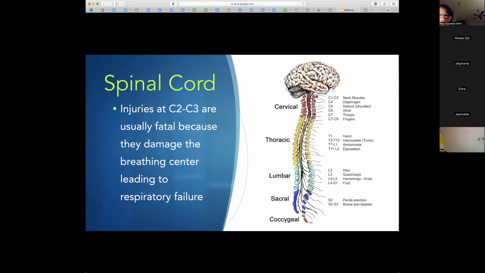Injuries at C2 to C3 are usually fatal. So that's very high up, okay? Injuries from C2 to C3 are usually fatal because they damage the breathing center, leading to respiratory failure. I would know that for your NCLEX.